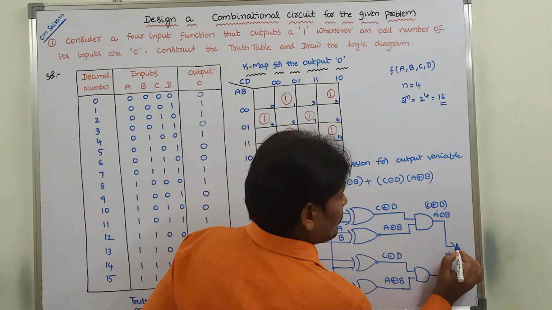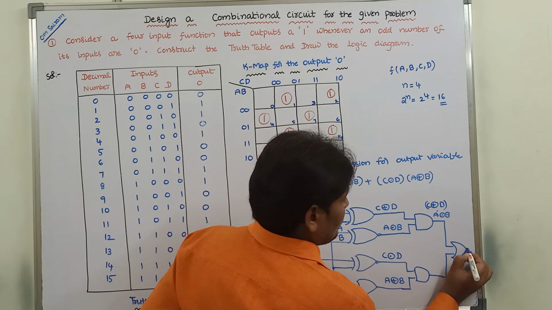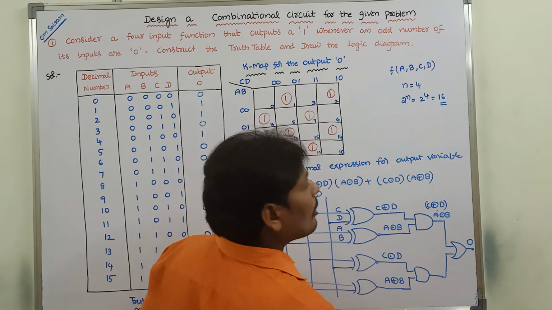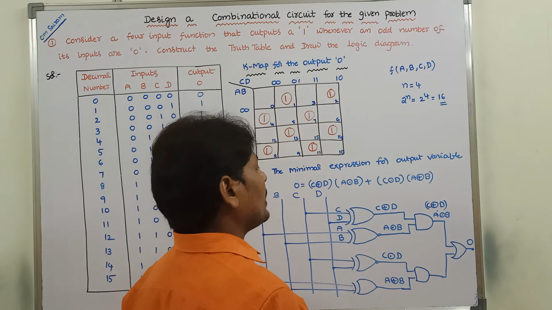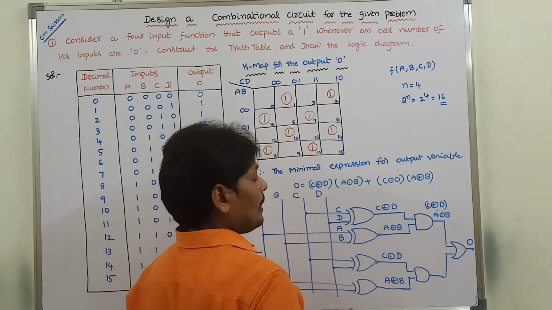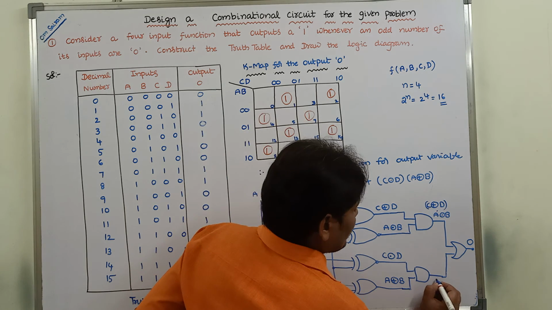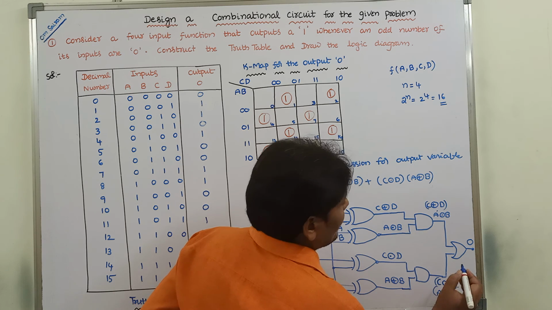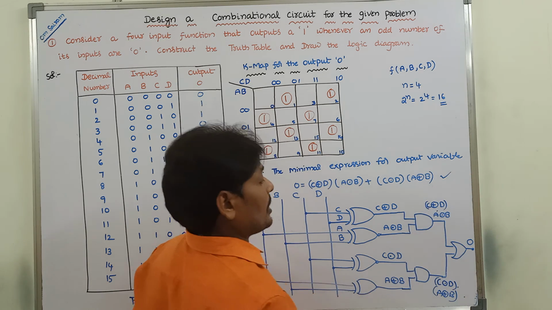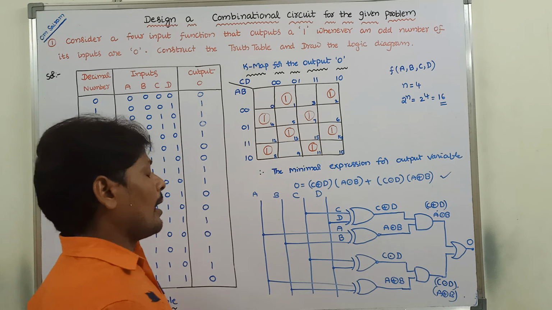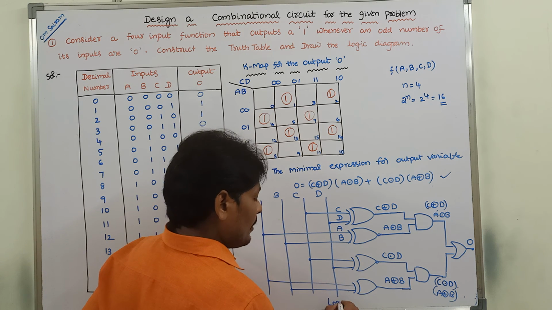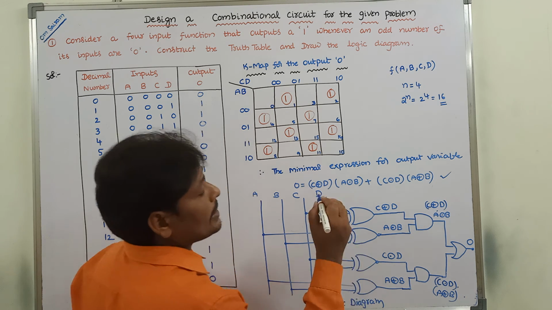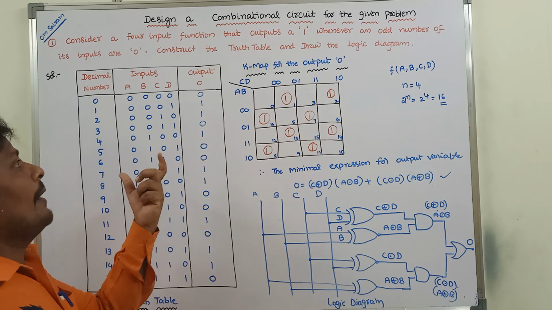Now, this is the output variable O. What is the expression for output variable O? This is the expression for output variable O. So this is C exclusive NOR D into A exclusive OR B. So the output O is this expression. In this way, this is the logic diagram of the given problem. In this way, we have to solve the given problem.